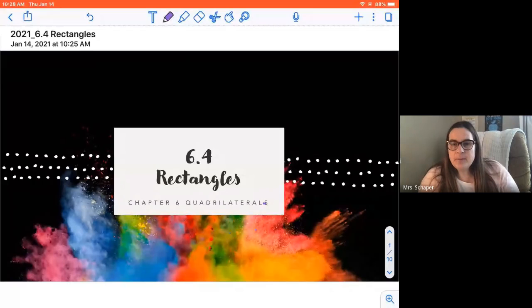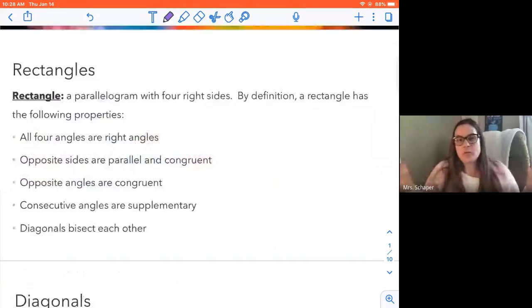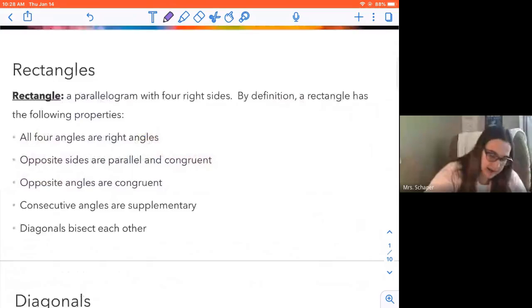We've talked about parallelograms. Now, a rectangle is a more specific type of parallelogram. So let's dive in right away, shall we? A rectangle is a parallelogram with four right angles, not sides. I should say angles. My mistake.